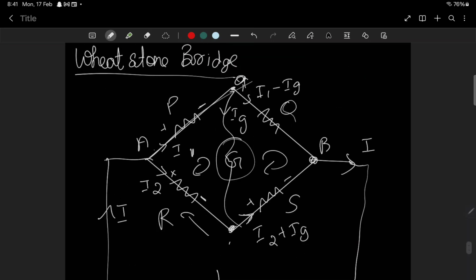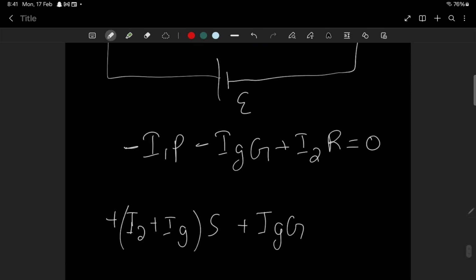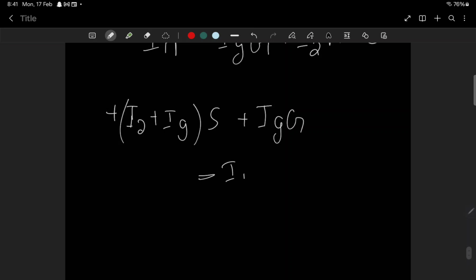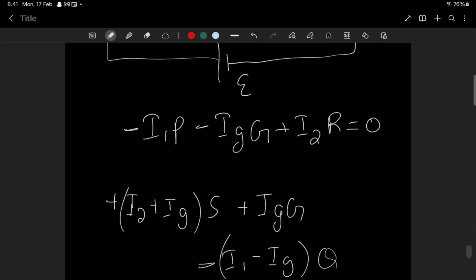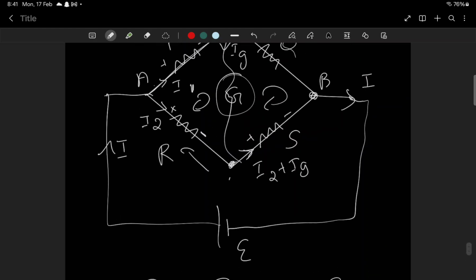Now I am coming from Q back to B, traveling in the same direction as I1 minus Ig. So minus (I1 minus Ig) into Q. That's equal to 0. This is the loop rule for the next one. We got the loop rule for both, and if you solve these, you will get the resistances.